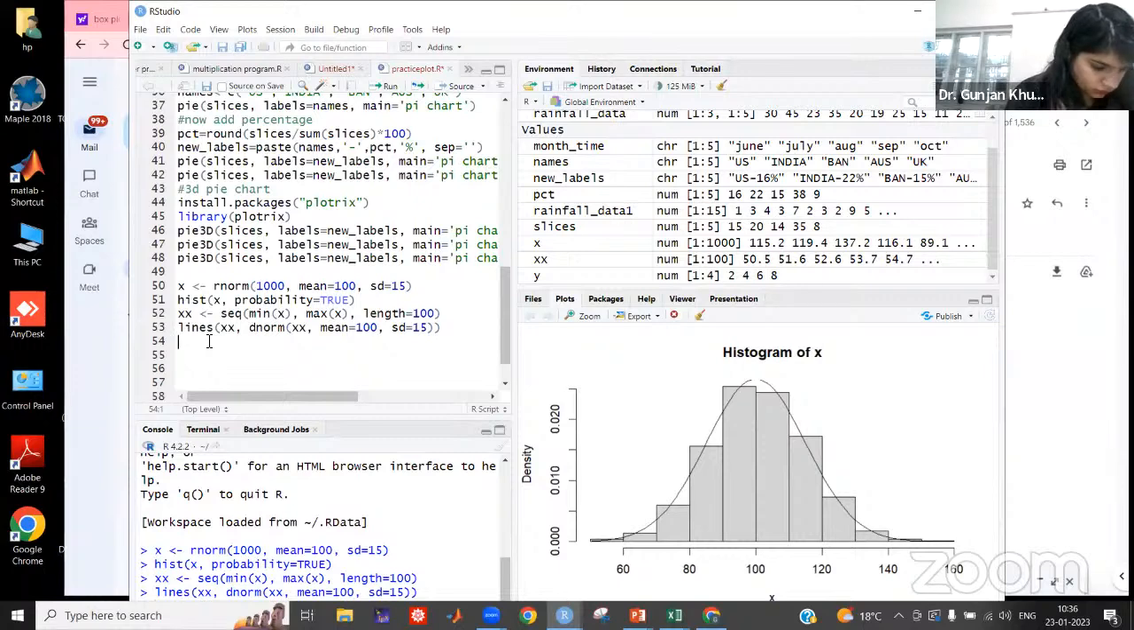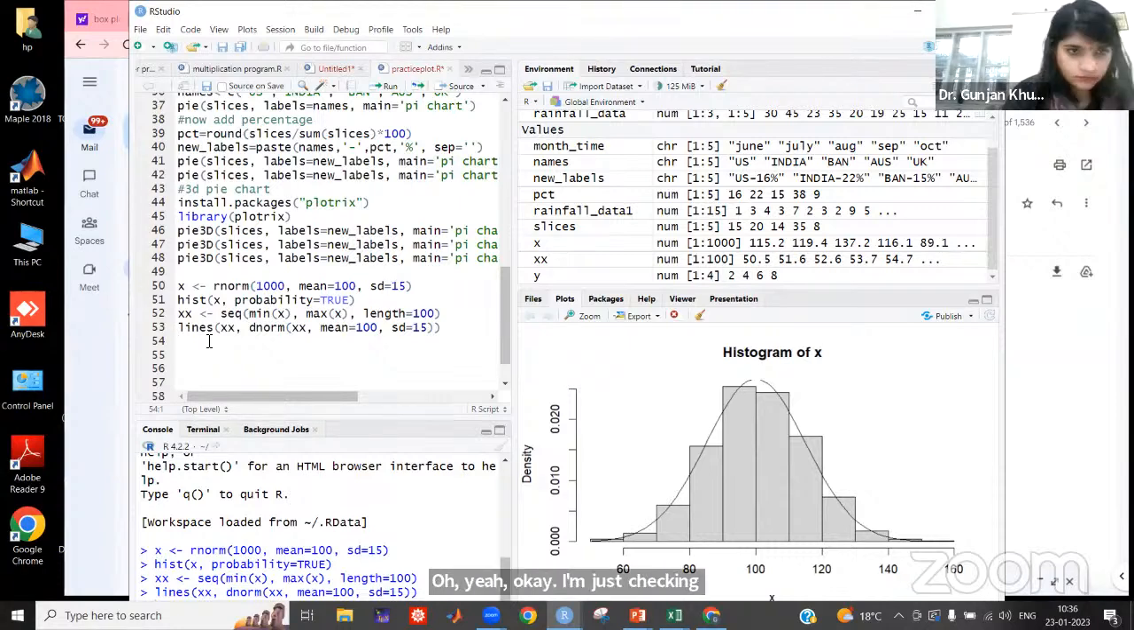Sent. Okay, I'm just checking. Oh, I have written capital X. It's okay. Okay, I got my error. Again, so will it show the answer?